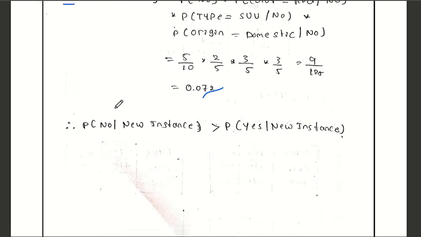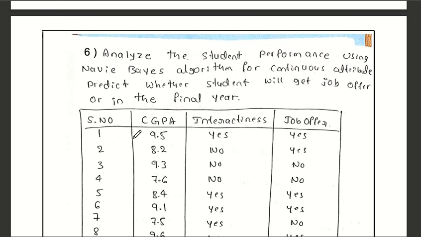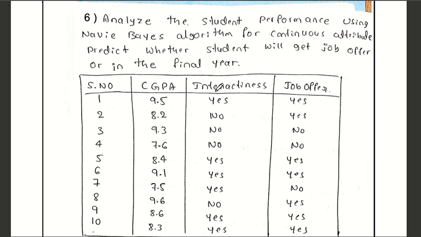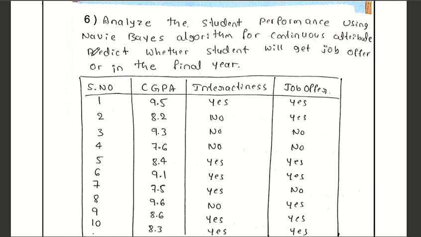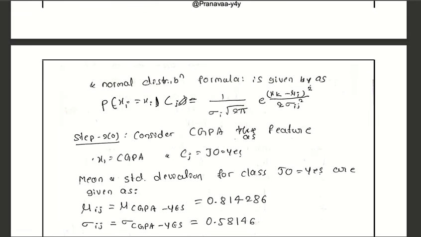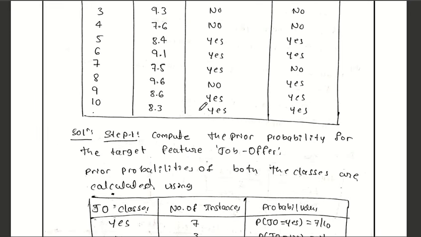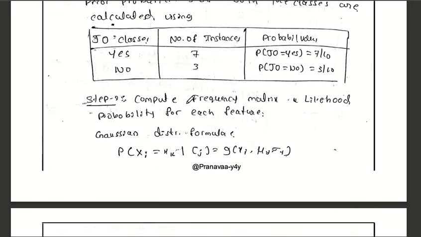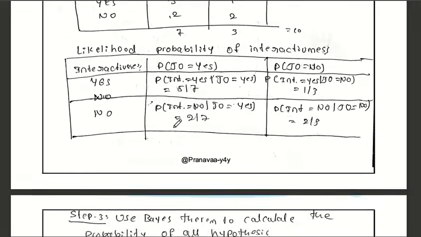Then the next question, 6.1: analyze the student performance using the naive Bayes algorithm for a continuous attribute to predict whether a student will get a job offer or not in the final year. Again, based on the naive Bayes topic, we have a numerical problem. If I start explaining this, you will get confused. So just go through this PDF and solve it by yourself.